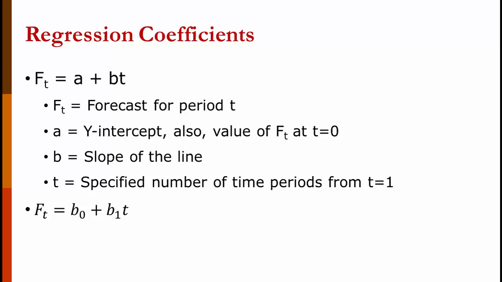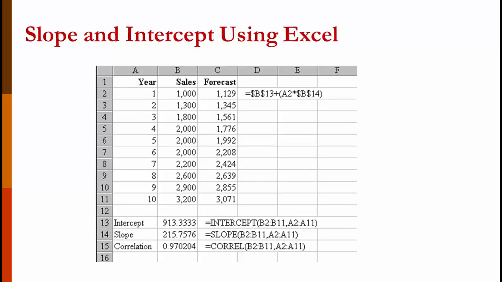That could also be written as F sub t equals B0 plus B1t, B0 being the intercept, B1 being the slope. That second version of the equation is consistent with statistics textbooks. The models are the same, we're just calling the coefficients by different names. You can find the slope and intercept using Excel and some easy functions.